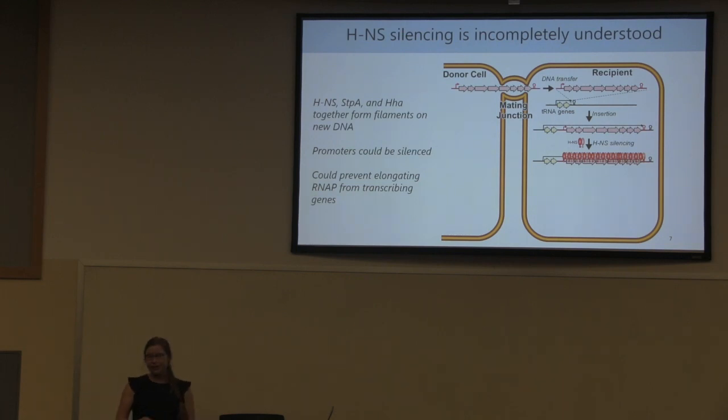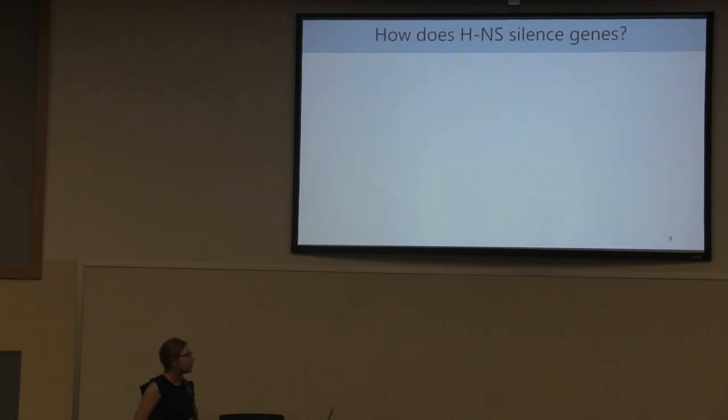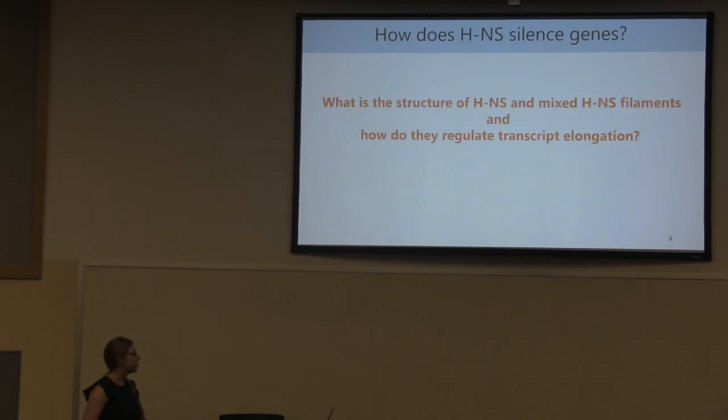So when I started in the lab, we didn't know very much about these different kinds of filaments and the details of how they're affecting transcription. And so really there was a big question of what is the mechanism of silencing by H-NS? So to answer this big question, I focused my thesis research down on a two-part question. I asked, what is the structure of H-NS and mixed H-NS filaments, and how do they regulate transcript elongation?